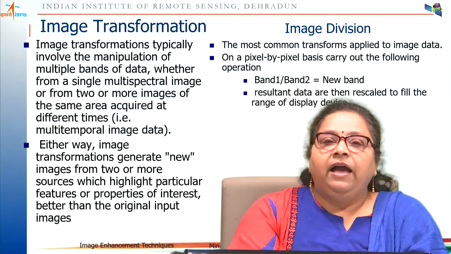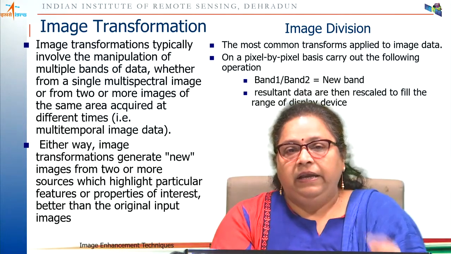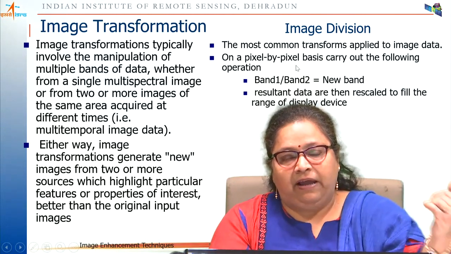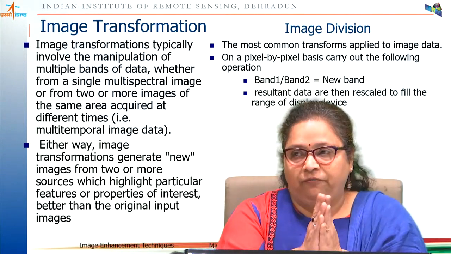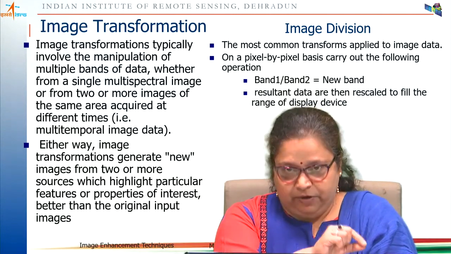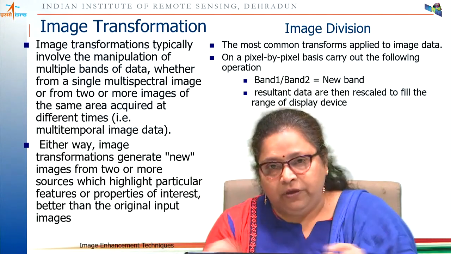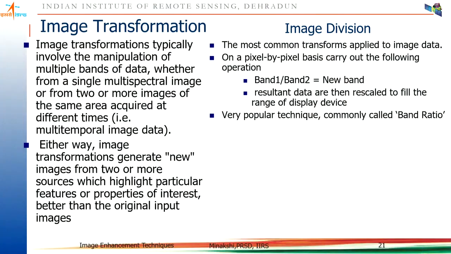So what is this technique? I have two bands of data, and I divide them pixel by pixel. This is the general notation: band 1 values are divided by band 2 values on a pixel by pixel basis, not the average of band 1 divided by the average of band 2. The corresponding pixel is divided by the other corresponding pixel, and the result is stored in a new image in the same location. Then it is rescaled between 0 to 255 using the linear stretching formula. This technique of image division is a very popular technique called band ratioing.